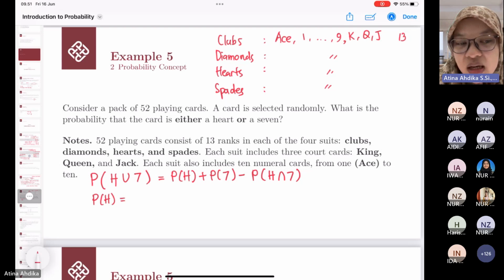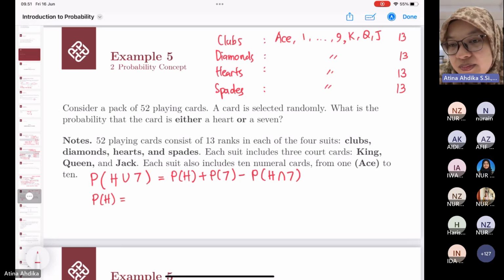So my question is, what is the probability of heart from this set of cards? We have 13 clubs, 13 diamonds, 13 hearts, and 13 spades. So what is the probability of heart? 13 over 52. Okay, 13 over 52.